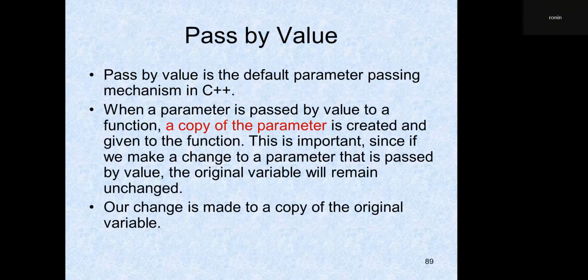Pass by value is the default parameter passing mechanism in C++. That means in C++, the default parameter passing mechanism is pass by value. When a parameter is passed by value to a function, it is a copy. Remember, a copy of the parameter is created and given to the function. So pass by value passes a copy of the original value.